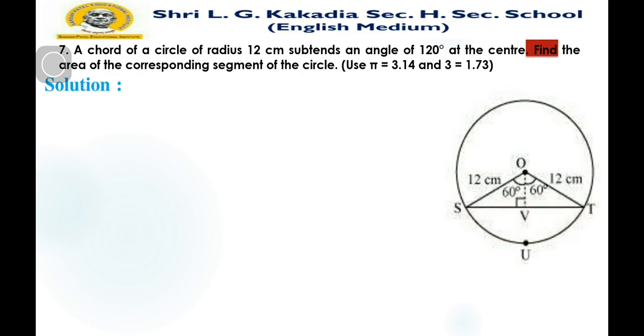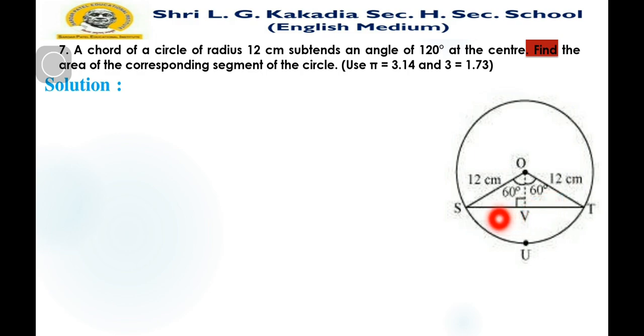So for that, let us draw one perpendicular passing through center O on ST, and we know that it divides ST into two equal parts. So SV is equal to VT, and also this perpendicular is a bisector of angle SOT. So angles SOV and TOV are equal, that is 60 degree each.